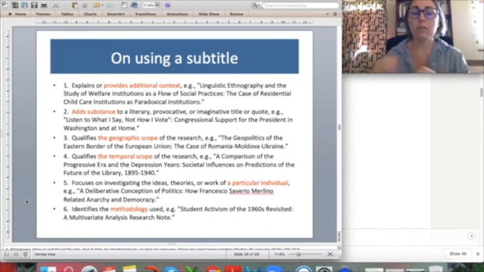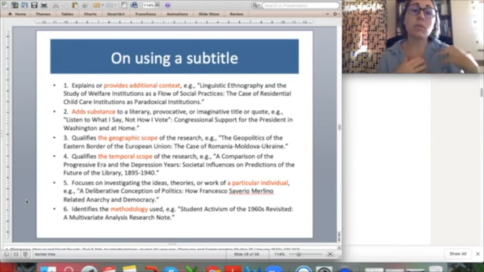Temporal scope. This is not just for historians. This is for anybody who's doing a particular kind of study on a particular period in time. So you can look at that kind of subtitle. If you, for example, are investigating the ideas or theories or work of a particular individual, this happens a lot in philosophy, political science, and some of the more theoretical conceptual disciplines, where you might look at the work of Immanuel Kant or John Rawls or David Hume. So that could be a way of using the subtitle.